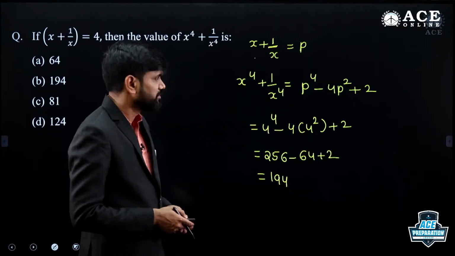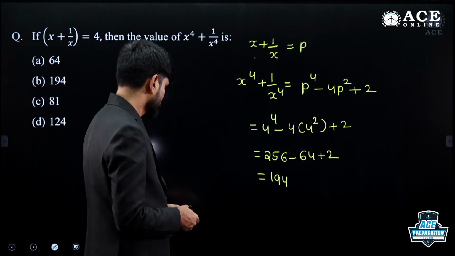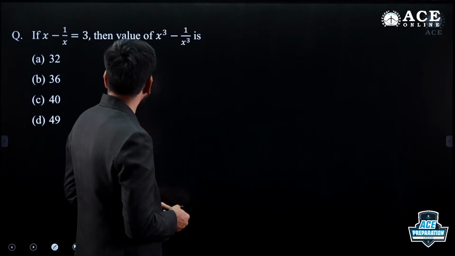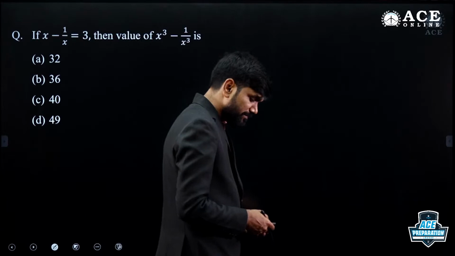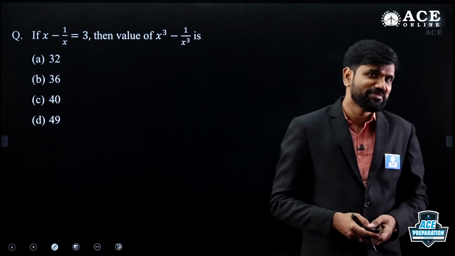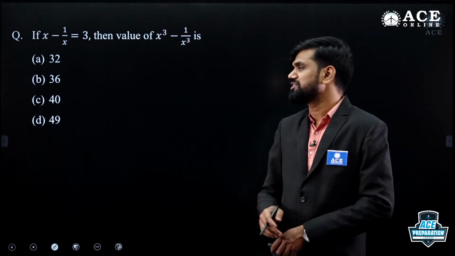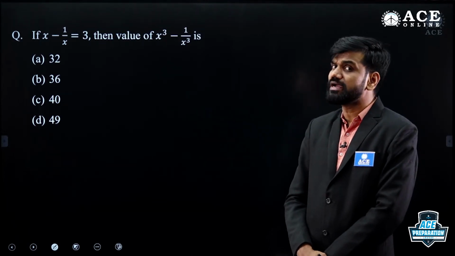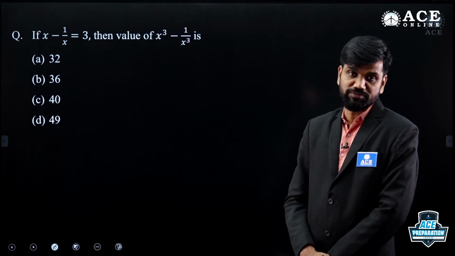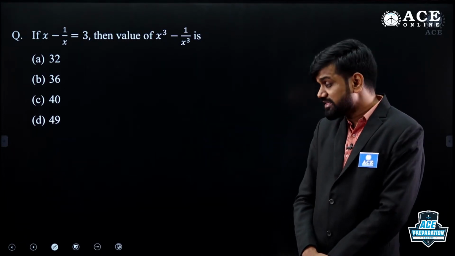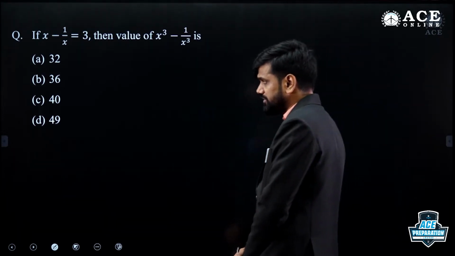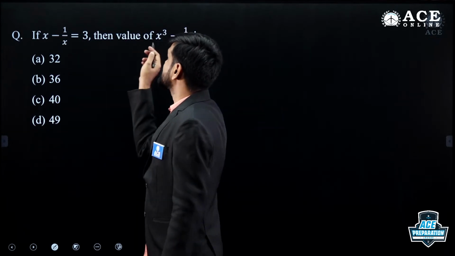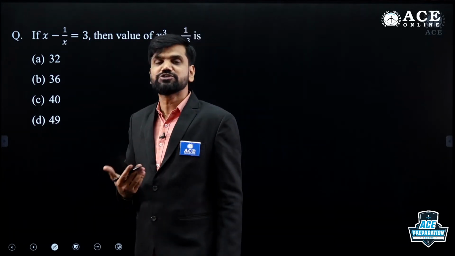Shall I move on to the next problem? Chalo, please try this. Here I have given x minus 1 by x as p. If x minus 1 by x is p, I want x cube minus 1 by x cube. Some people said, sir, they gave x minus 1 by x value here and are asking for x cube plus 1 by x cube. Here what should I do?